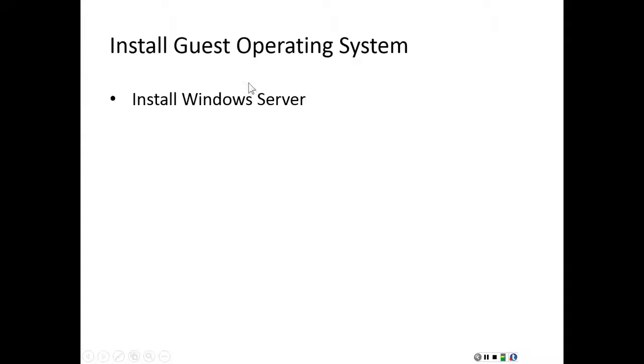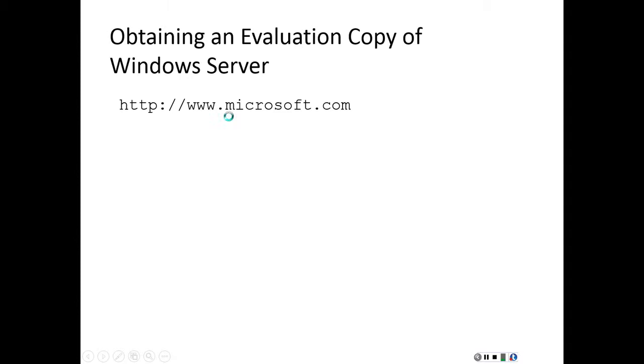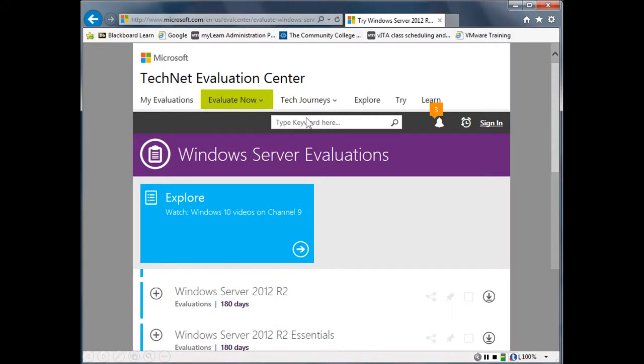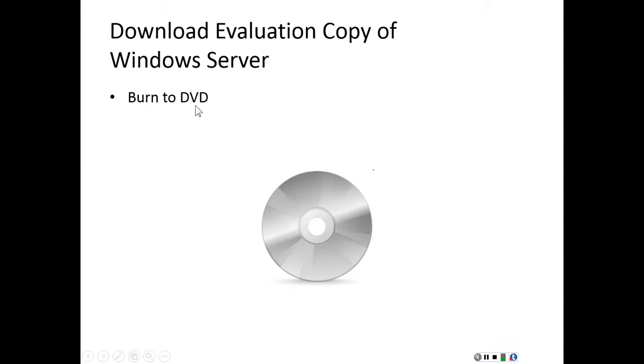So the next thing to do is to install the guest operating system in the virtual machine. In this example, I will install Windows Server, but it could just as easily be Linux. To get an evaluation copy of Windows Server, you go to Microsoft.com, and just like VMware, they want you to download these free evaluation copies so you'll like it and buy it. And you can download the install disk for Windows Server, and you can download the ISO to your own workstation and then burn that to the DVD, so now you have a Windows Server install DVD.